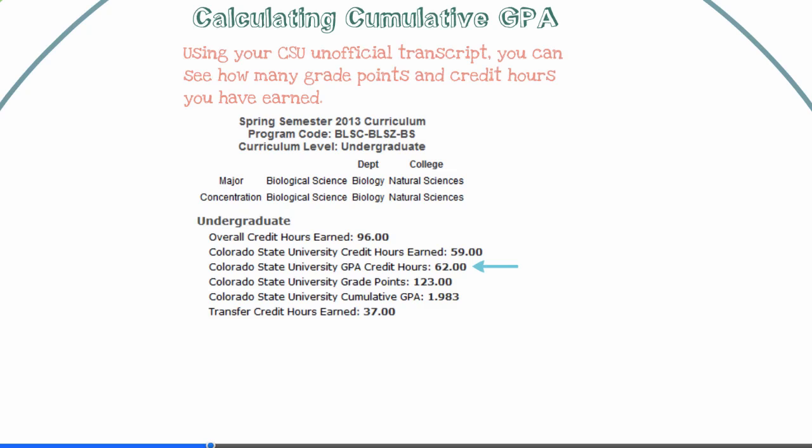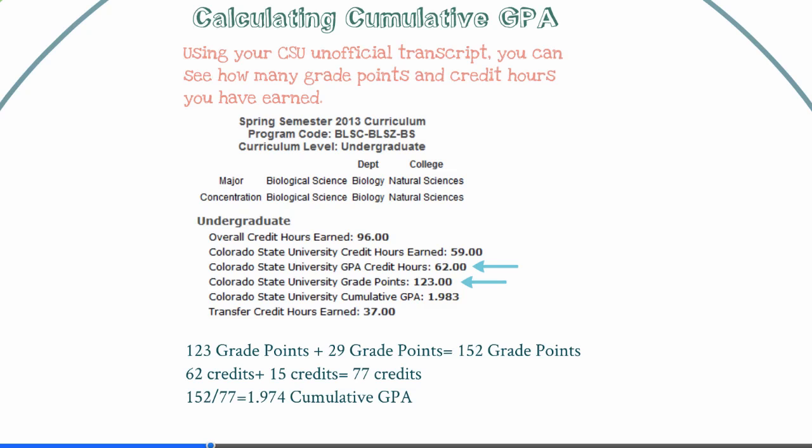In this case, Jane has 62. We also see that she's earned 123 grade points up to now. If we add her 123 grade points with the 29 that we calculated for this semester, Jane will have earned 152 grade points. Adding her current 15 credits to the 62 CSU credits that she's completed totals 77 credits. When we divide her 152 grade points by her 77 credits, we see that after this semester, Jane has a 1.97 for cumulative GPA, which is not good enough for good academic standing.